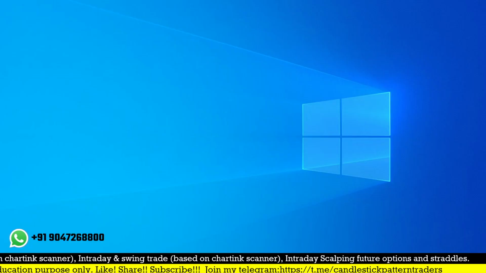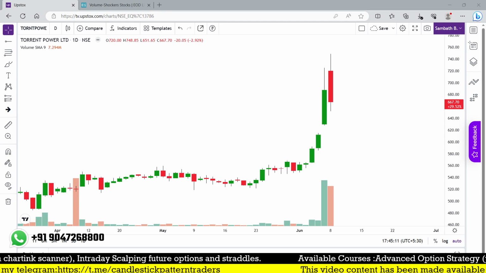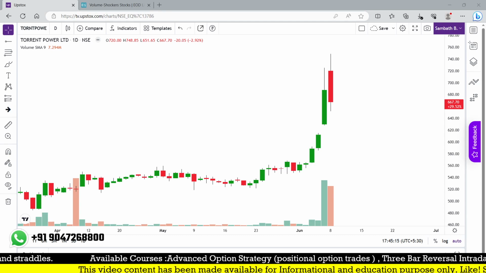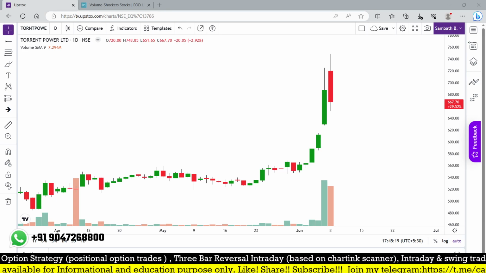The scanner is based on a request from one of my students, who was asking how to take a trade based on volume. So let me try to find some ideas to create the scanner. If it works, we can use it.